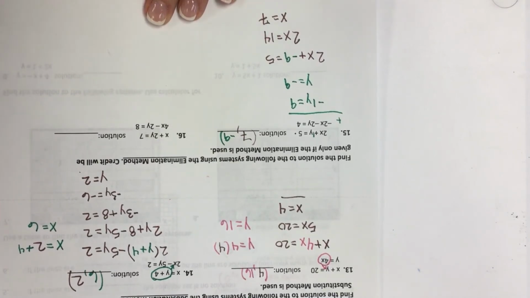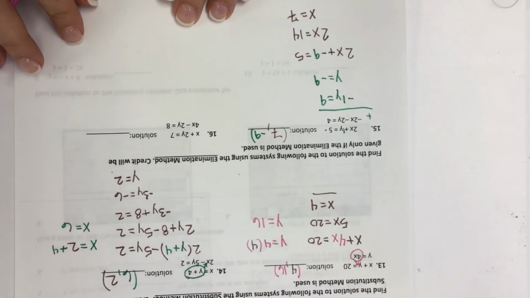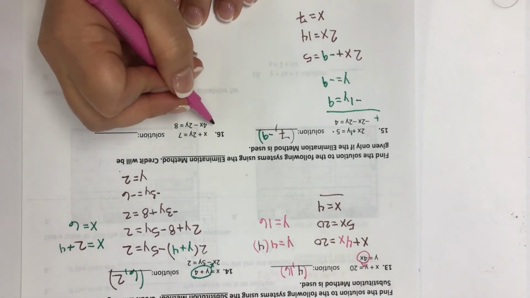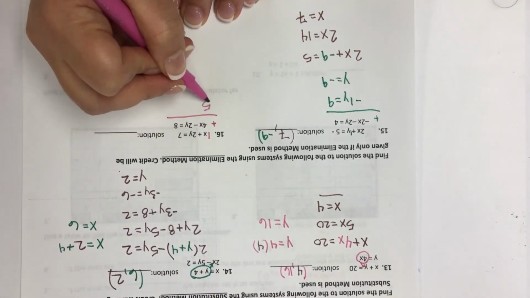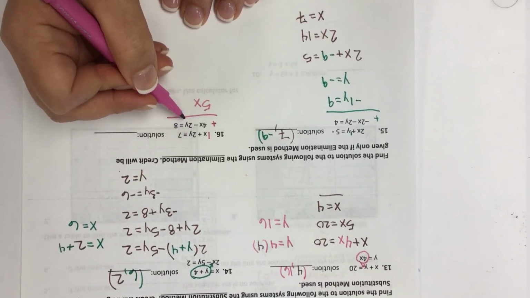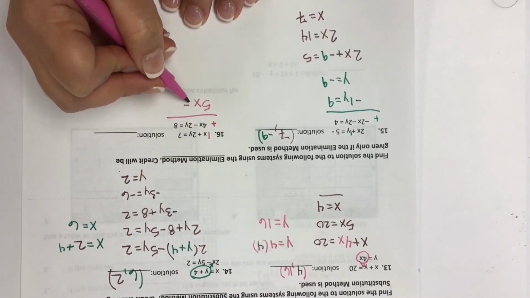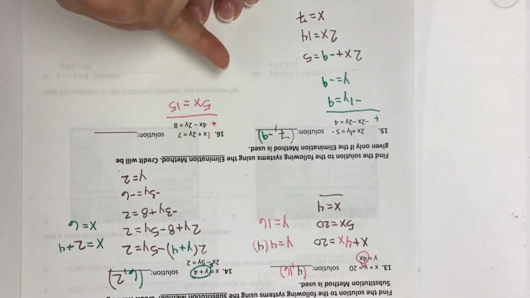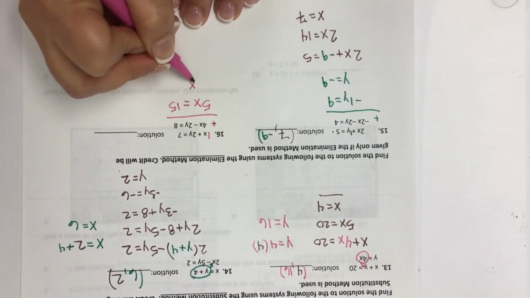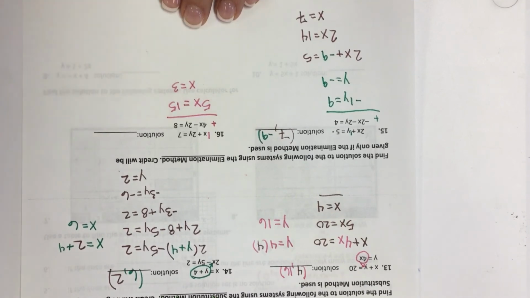16, same thing, I'm going to go ahead and add straight down. 1x plus 4x gives us 5x. My 2y minus 2y cancels out. And then 7 plus 8 is 15. Divide both sides by 5 and we get x has a value of 3.